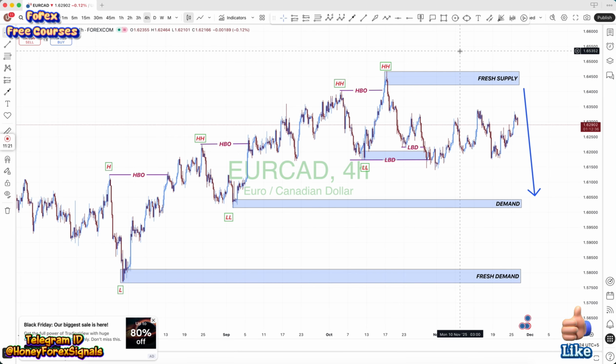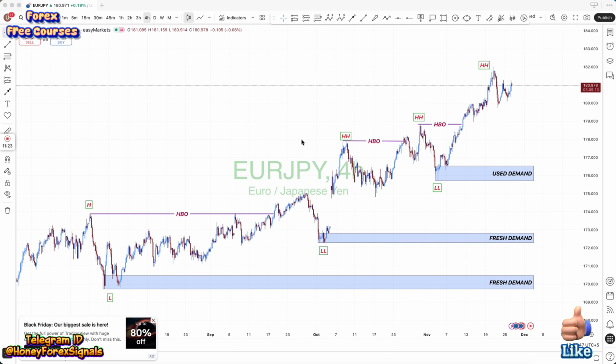We see again the chart. This is our third chart, Euro JPY. This is our low. Lower low, lower low. High, higher high, higher high. See here, this is our resistance. Resistance, resistance, high breakout. So this is our valid demand zone.